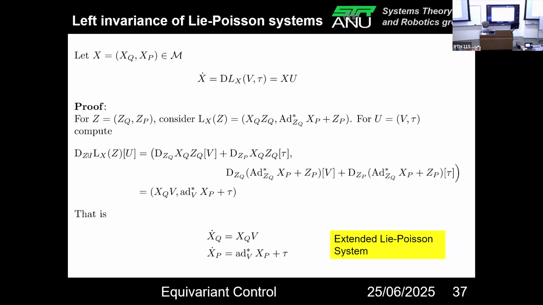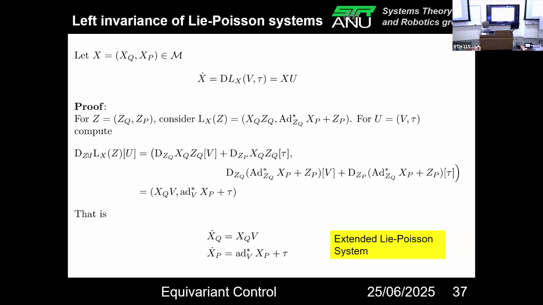So let's do the first term, x_q, z_q, so this term here, right? First I differentiate it with respect to the first bit, z_q, and evaluate it in v. Then I differentiate it with respect to z_p and evaluate it in tau, okay? And the next one's the same. I take this expression, differentiate with z_q, evaluate with respect to v, z_p, evaluate with respect to tau. So it's a big complicated expression, but it's just chain rule, right? And let's look at it, right? So the derivative with respect to z_q of x_q, z_q is just x_q v, right? When I differentiate, I just get v.